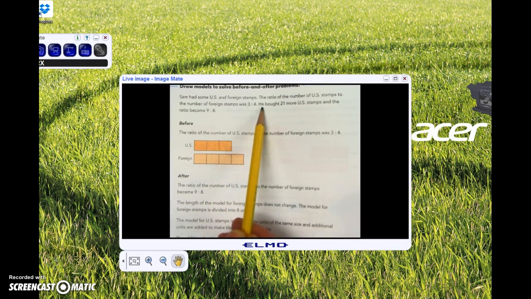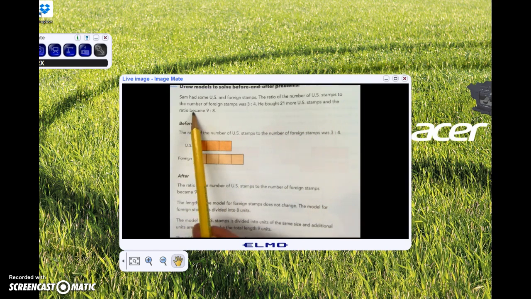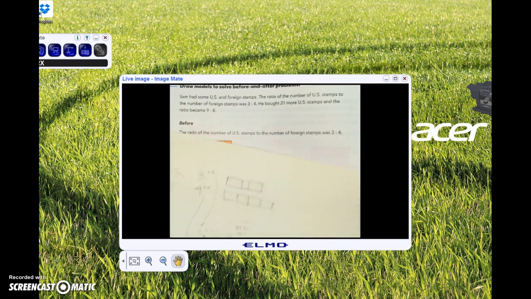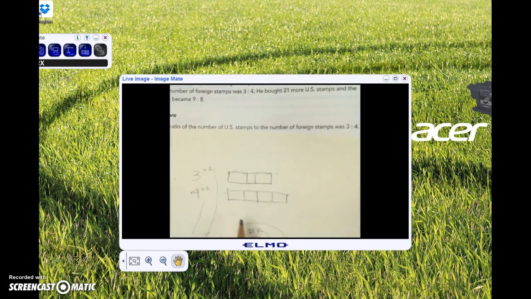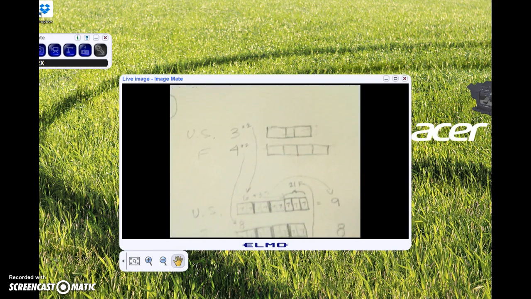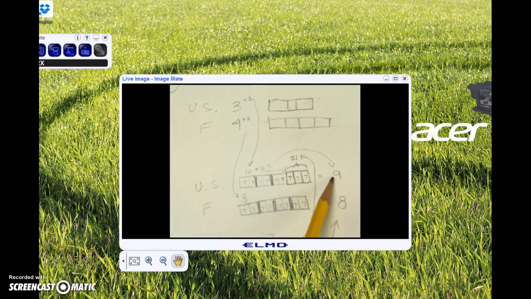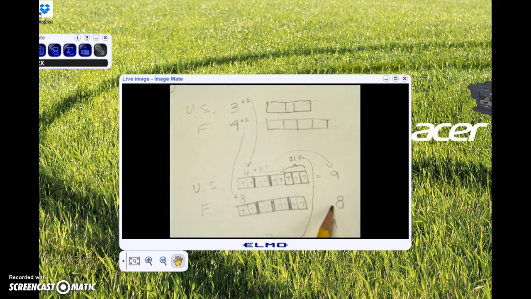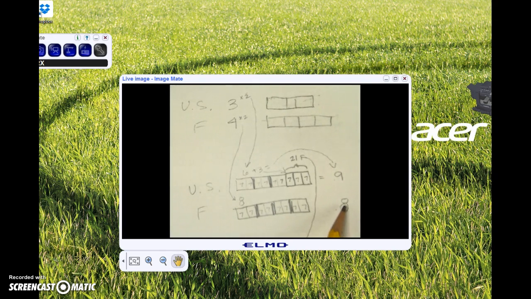But then the second sentence changes our ratio. It says he, being Sam, bought 21 more US stamps, and the ratio became 9 to 8. I just have a picture of what we did on the board this morning. This is kind of light, so I'm going to zoom in. Our first ratio was 3 and 4, but when it changed, our ratio is now 9 and 8.